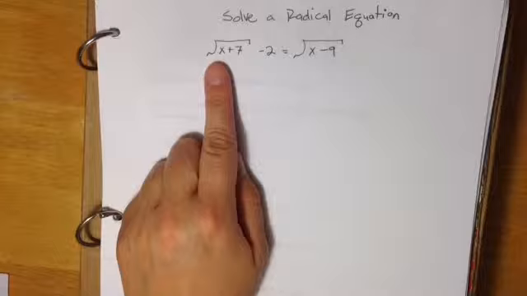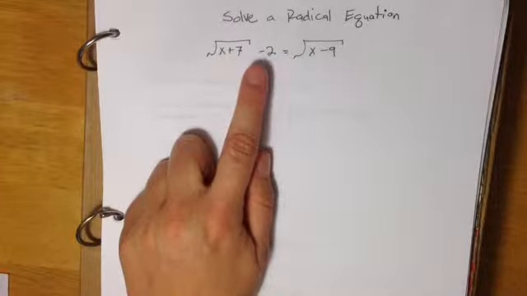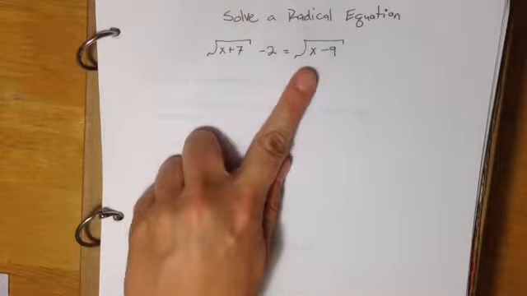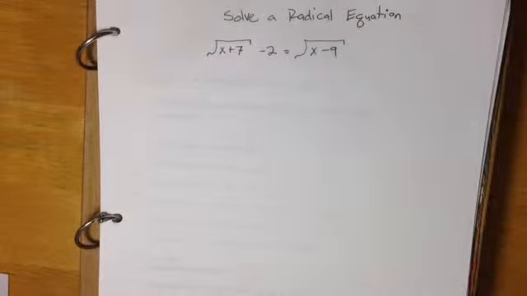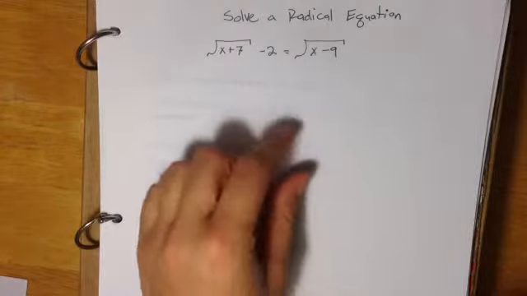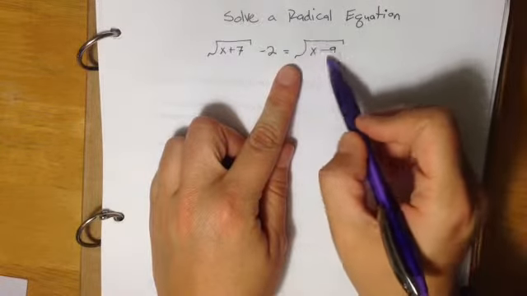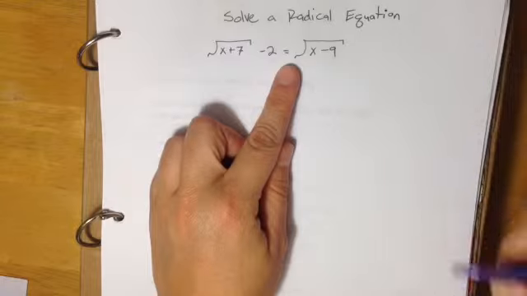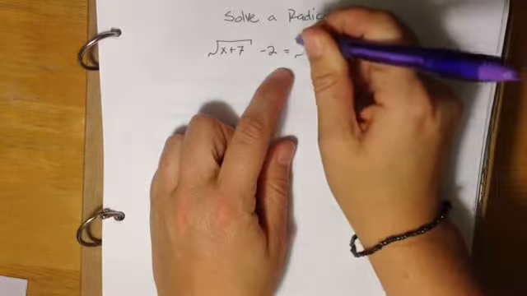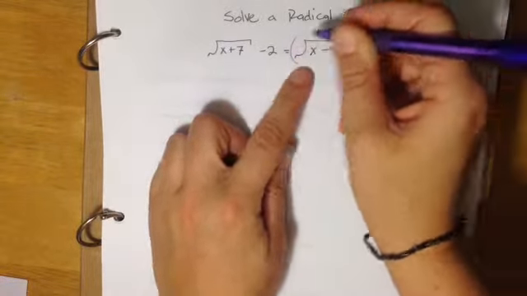So here I've got the square root of x plus 7, minus 2, equals the square root of x minus 9. Now when I see those radicals, I think that the best way to get rid of them is to square both sides of the equation. Since this radical is already isolated, I'll go ahead and square both sides of the equation to undo this radical.